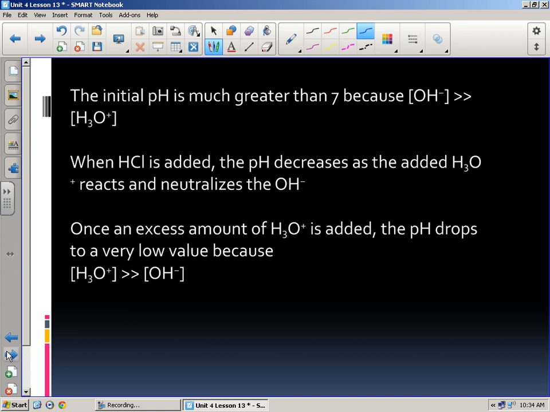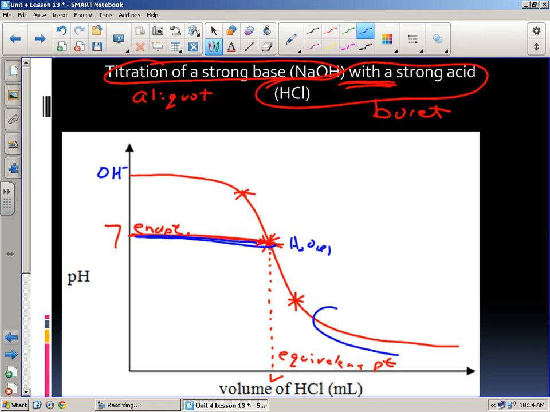Then all of a sudden you get an excess amount of H3O plus because I've added too much. That's when you keep going to 30, 40, 50 milliliters. Add too much, and now the pH is quite low because now the reverse has happened. H3O plus is much greater. We have way more acid than we do the base. And that's this bottom part of the graph here. We have way more acid than we have the base now.